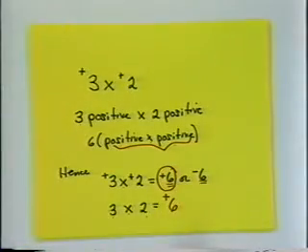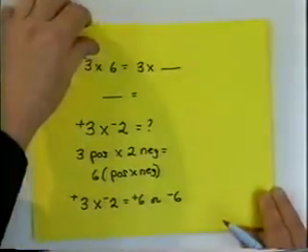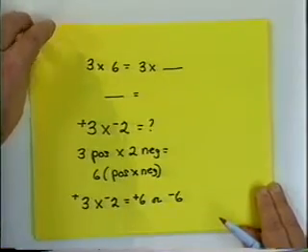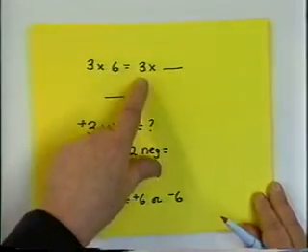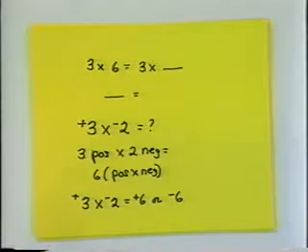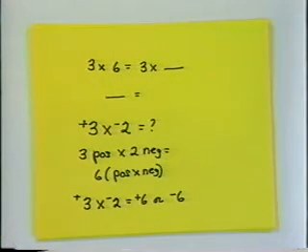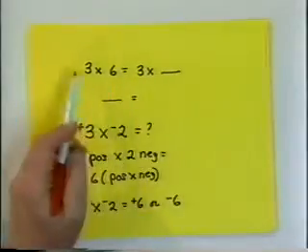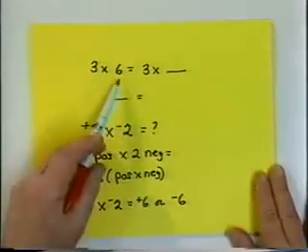Let me just show you one more fact before we go on. Let's suppose I asked you to fill in the blank over here. I say 3 times 6 equals 3 times blank. What number has to go into the blank here to make this a true statement? What must you multiply 3 by to get the same answer as if you multiplied 3 by 6?